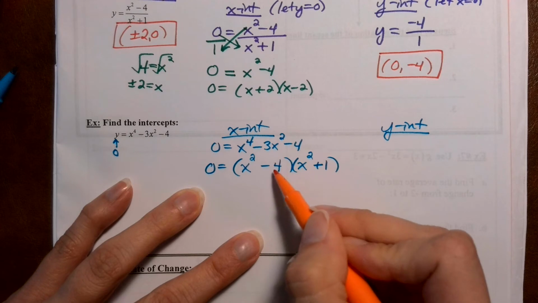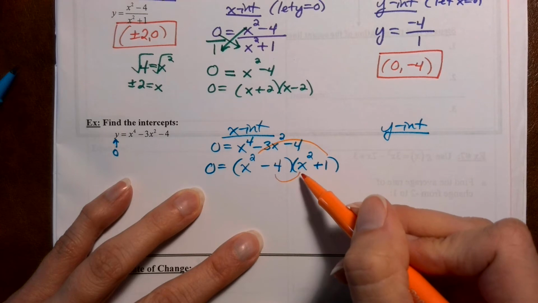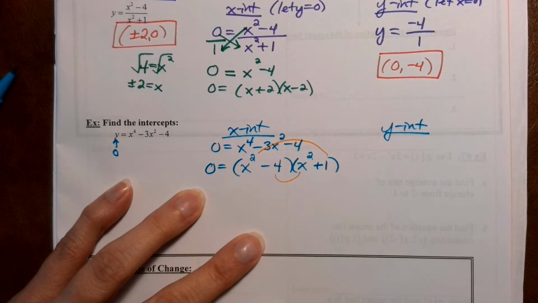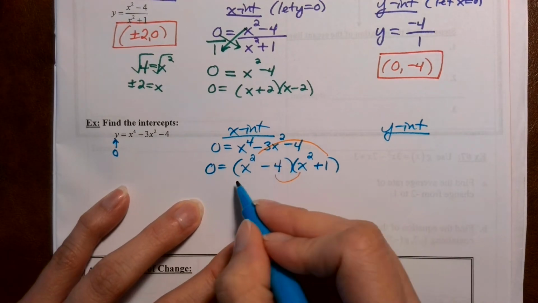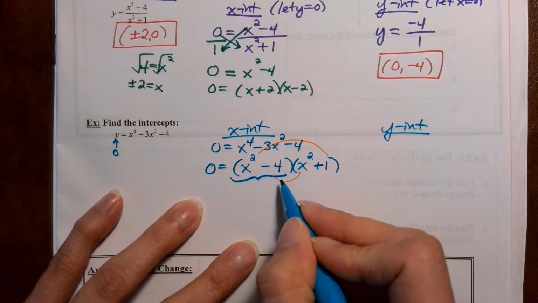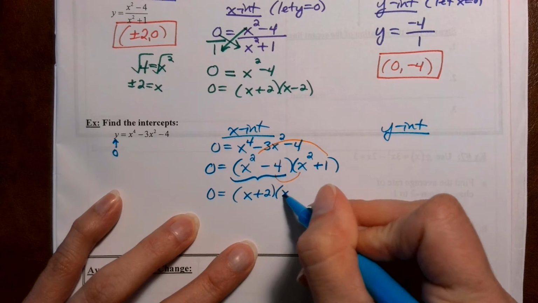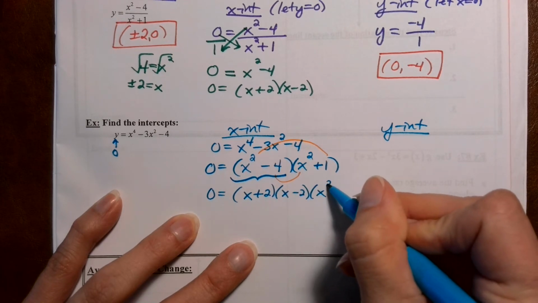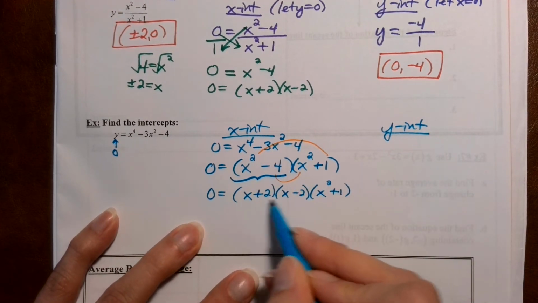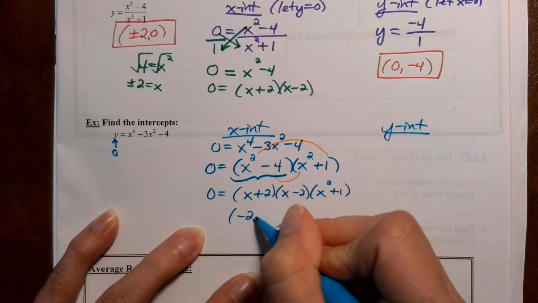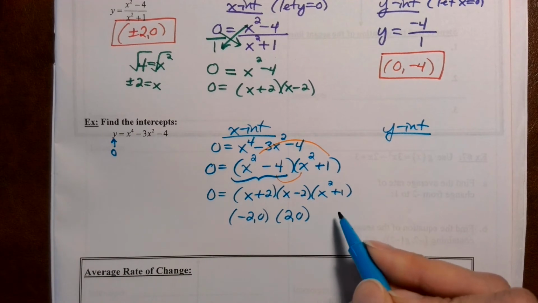x squared, let's do the outers and the inners. A positive 1x squared minus 4x squared. Does that make minus 3x squared? Certainly does. Okay, but I notice right here that this is also a difference of squares. So I'm going to go ahead and factor again. x plus 2, x minus 2, and then we have x squared plus 1. Okay, so I can see what the solutions or the x-intercepts from here are. We have negative 2 comma 0, positive 2 comma 0, but this does not factor.